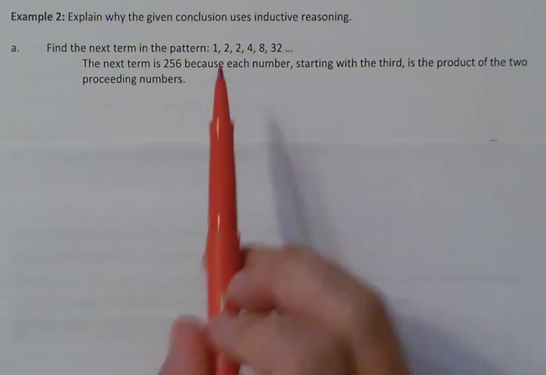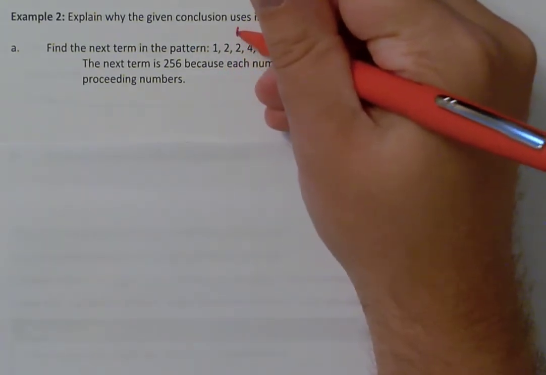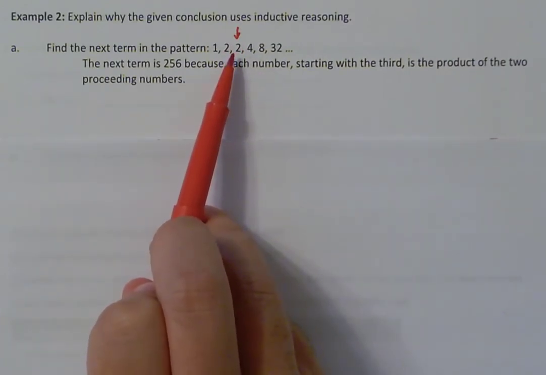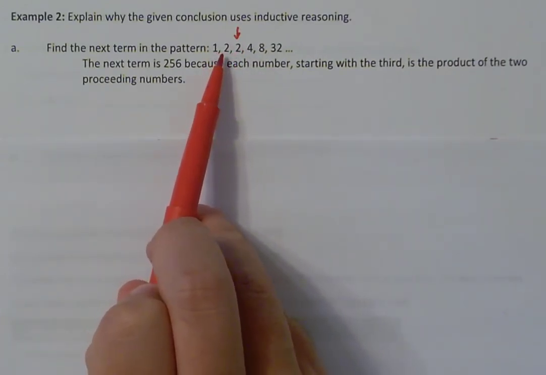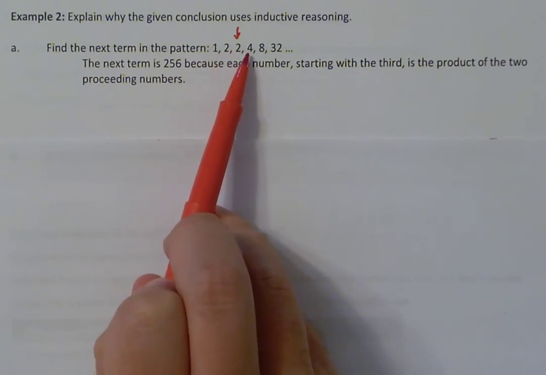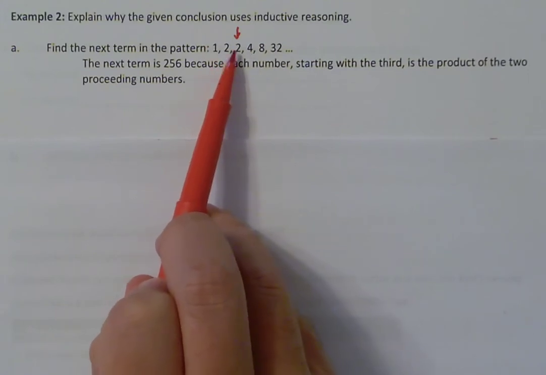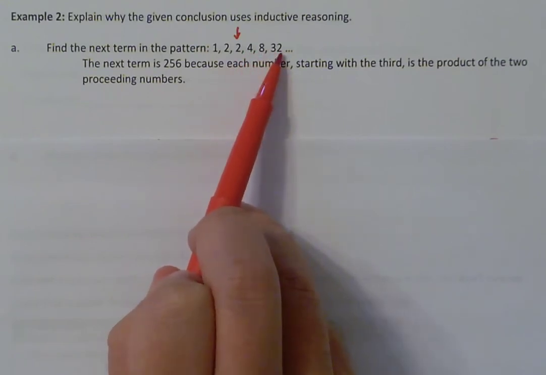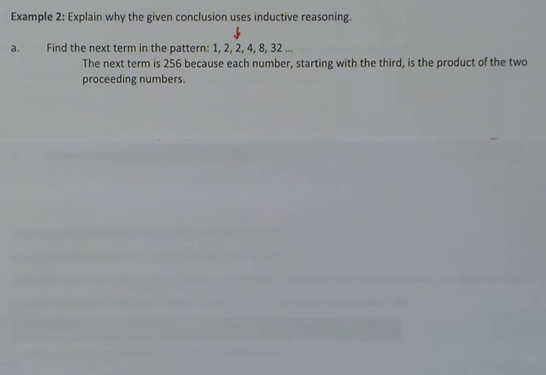What this means is my third number here, which is 2, is the product of the two numbers before it. Product means multiply, so 1 times 2 gives me 2. How do I get 4? Well, the two numbers before, 2 times 2 is 4. For 8, 2 times 4 is 8. For 32, 4 times 8 is 32. So then 256 would be a result of doing 8 times 32. And that is, in fact, what the answer is.